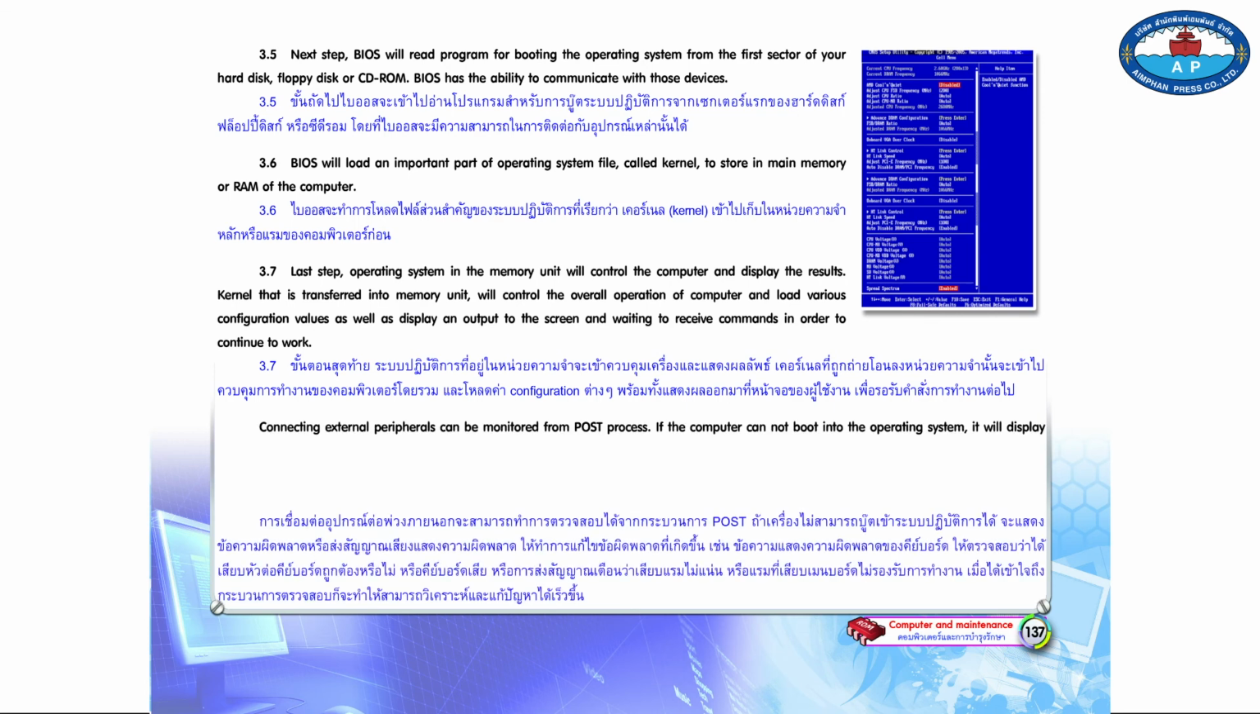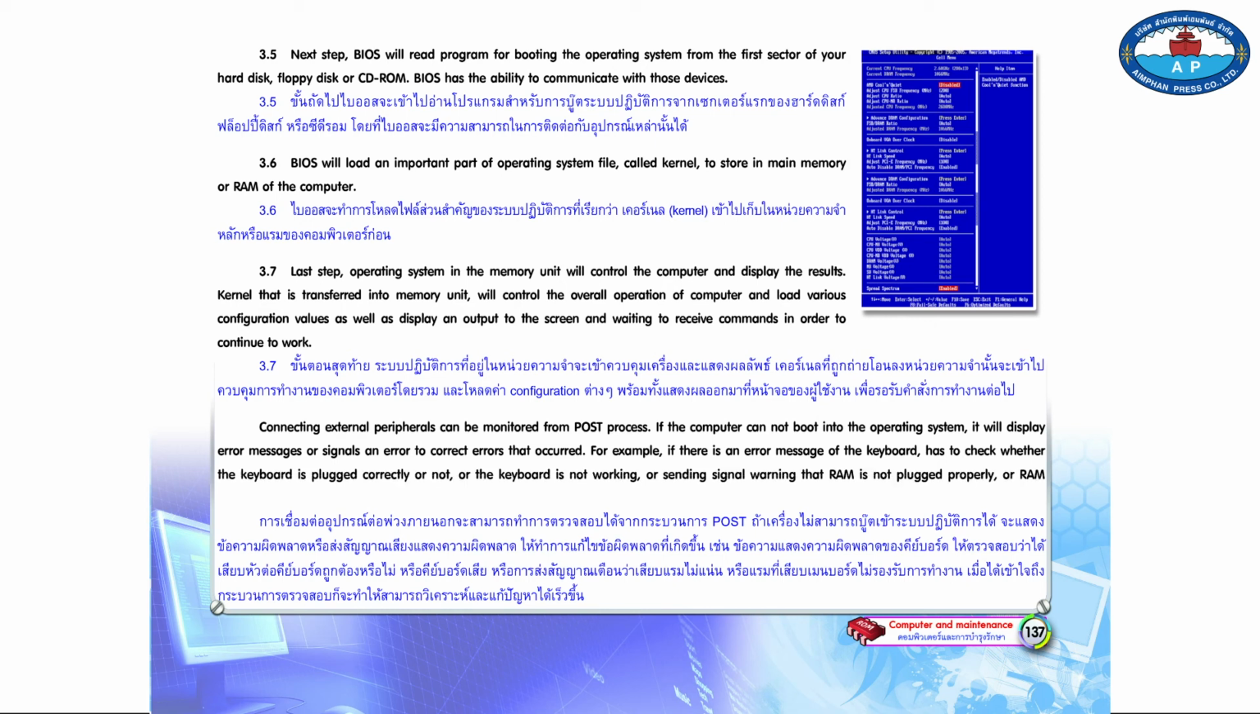Connecting external peripherals can be monitored from the POST process. If the computer cannot boot into the operating system, it will display error messages or signal an error so that the errors that occurred can be corrected. For example, if there is an error message about the keyboard, check whether the keyboard is plugged in correctly or whether it is not working, or it may send a warning signal that RAM is not plugged in properly, or the RAM installed on the mainboard is not compatible. If the user understands the verification process, he will be able to analyze and solve problems faster.